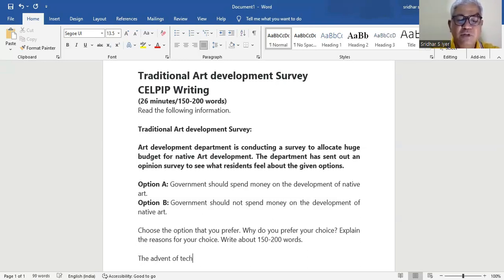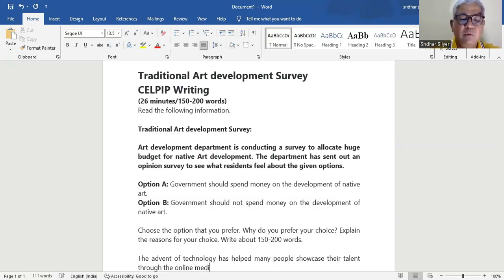of technology has helped many people showcase their talent through the online medium. Okay, so the advent of technology has helped many people showcase their talent through the online medium.